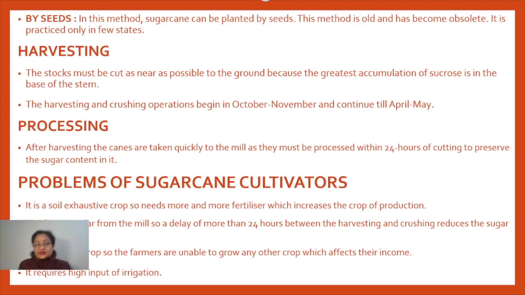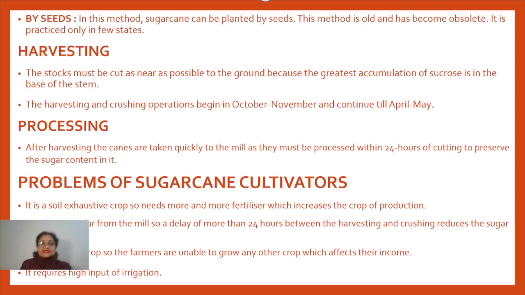Harvesting and crushing operations. Crushing means when it is taken to the sugar mill and it is crushed, and the juice is taken out. That is the main thing we need from it, which is used to form the sugar, gur, khand, sari and all that, right? And it continues till April or May. So this is a long process.